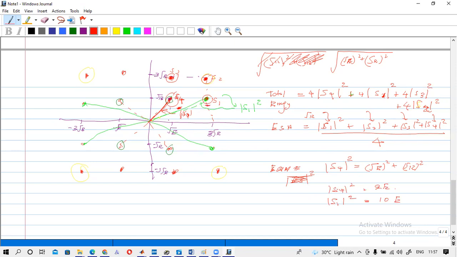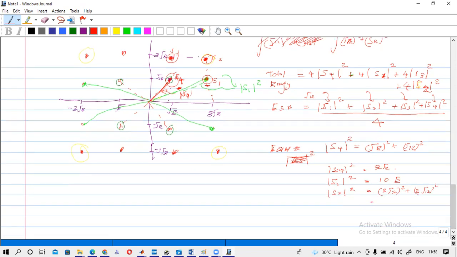3 square 9, 1 square 1, 9 plus 1, you have 10. So it will have 10e. Okay. So for this one, S2 square, you will have root 3e square plus 3 root e square. That means 9, 9, you will have 18, no? 18e. Okay, so this is S2 square for this symbol.